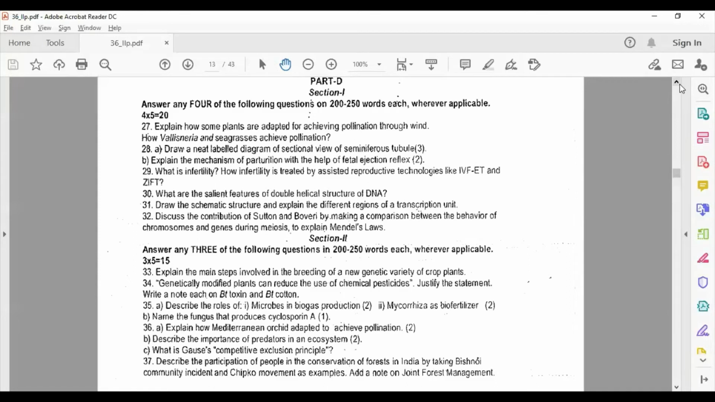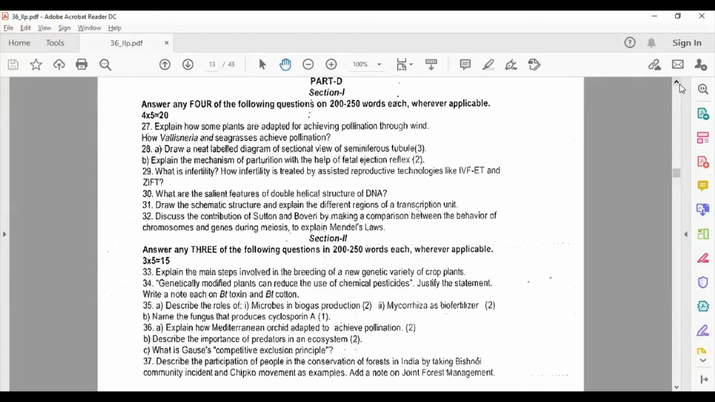Here you have 6 questions, out of which 4 have to be answered, and this is a little lengthier answer, so you have to cover the answers in 200 to 250 words. The first question is: explain how some plants are adapted for achieving pollination through wind, and how Vallisneria and seagrasses achieve pollination. This goes back to the 2nd chapter.